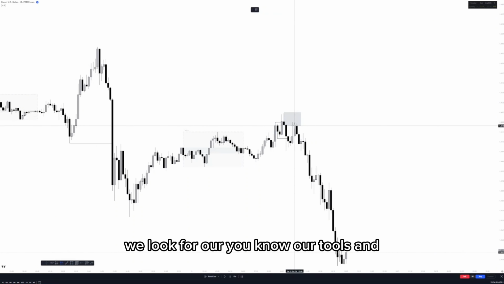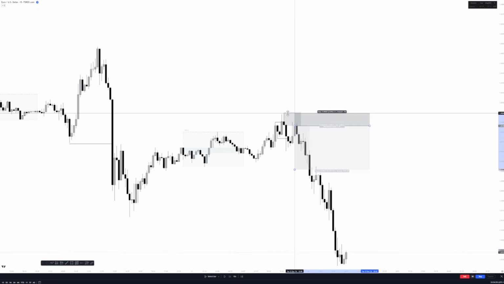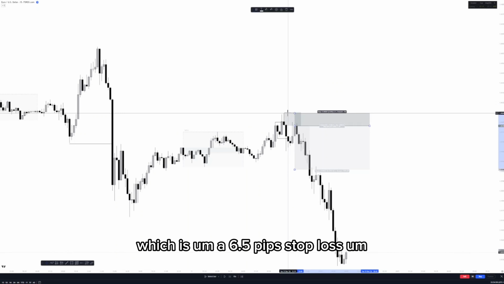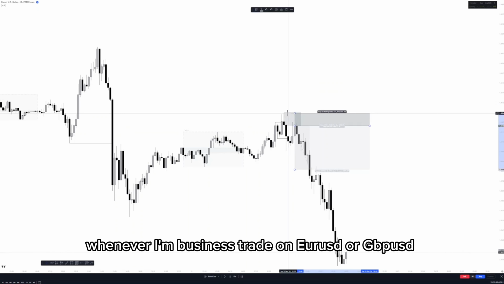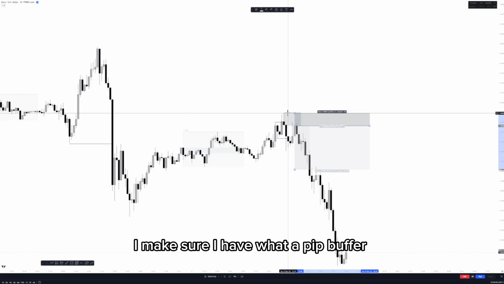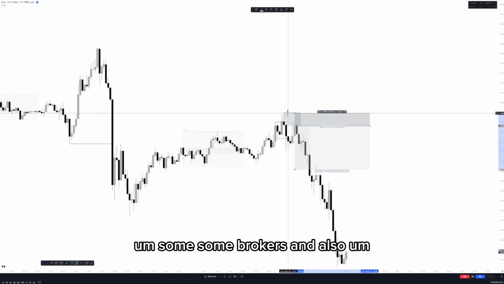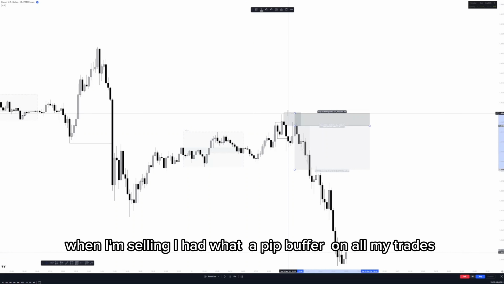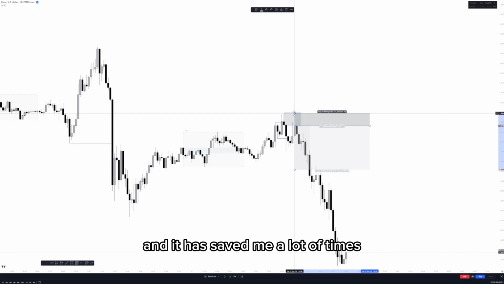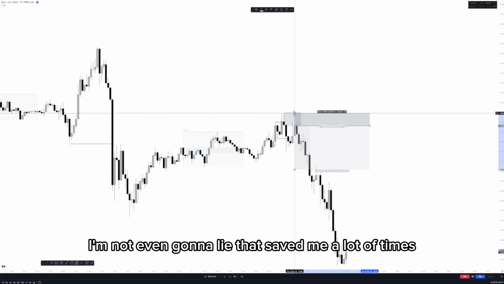We look for our tools, and the stop is high, which is a 6.5 pip stop loss. Generally for me, whenever I'm placing a trade on EUR/USD or GBP/USD, I make sure I add a pip buffer, because you need to understand that in some scenarios, some brokers and also slippage and spread can affect you. So I always make sure when I'm selling, I add a pip buffer on all my trades, and it has saved me a lot of times. I'm not even gonna lie, it has saved me a lot of times.